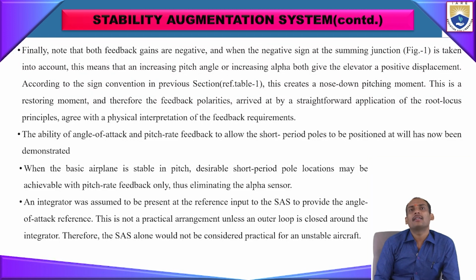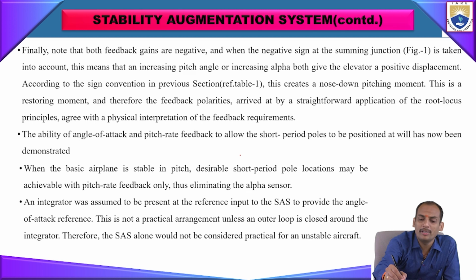So this means increasing pitch angle and increasing alpha both will give you an elevator, a positive movement for the elevator, like a positive displacement. If the alpha values are increasing or the pitch rate is increasing, obviously that elevator displacement will be increased. You see that positive elevator movement is there now.